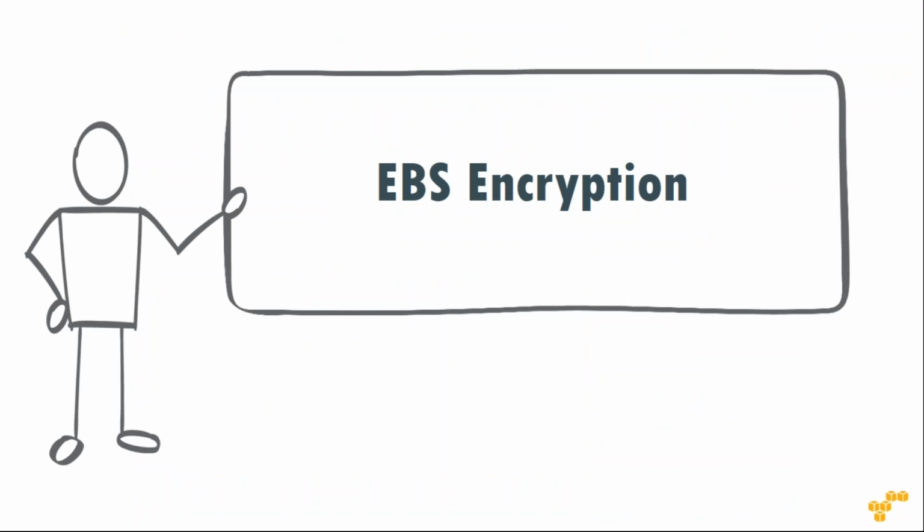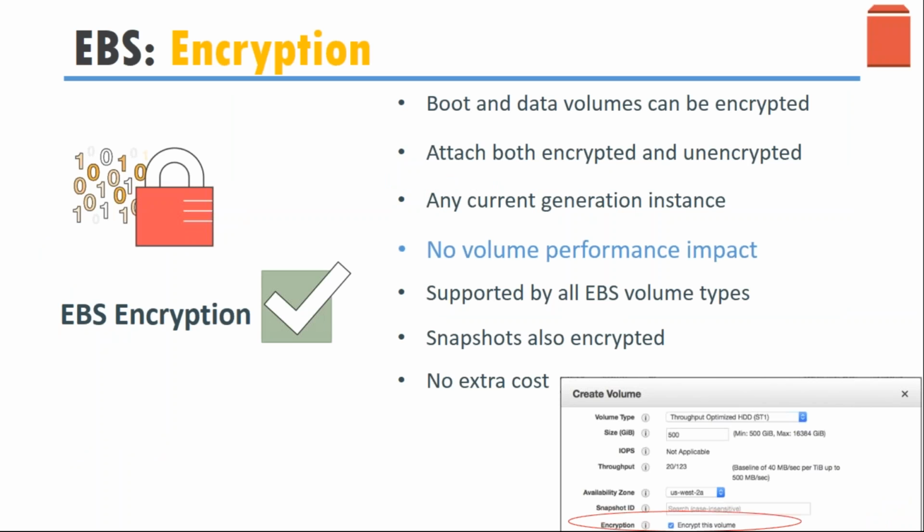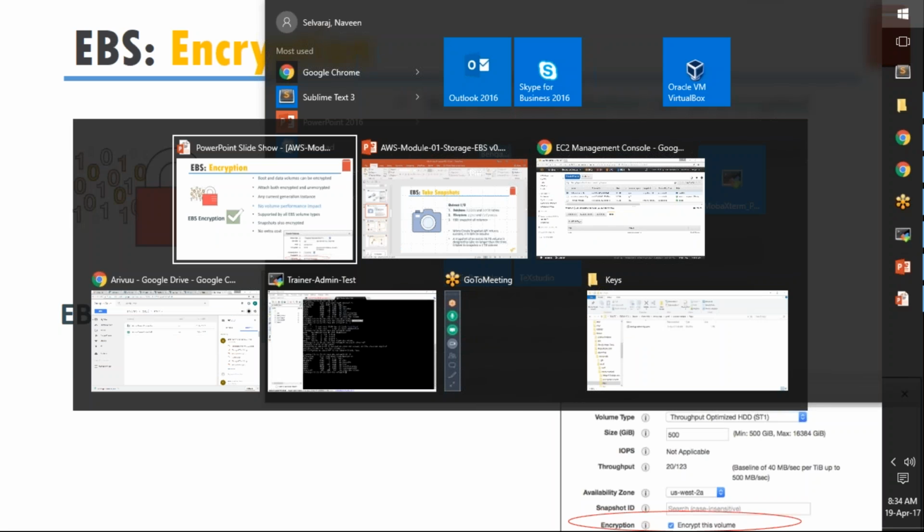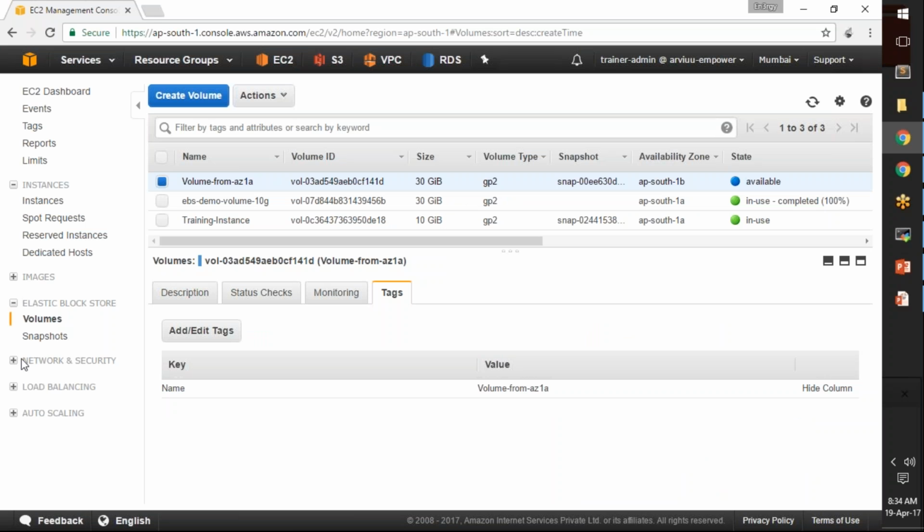So we talked about snapshots, and we are going to talk about encryption now. If you remember, I did not tick this mark in the beginning. So if you want to do encryption for your EBS volumes, all you have to do is check this mark. Let us go back to the console and try to create another volume which you can encrypt.